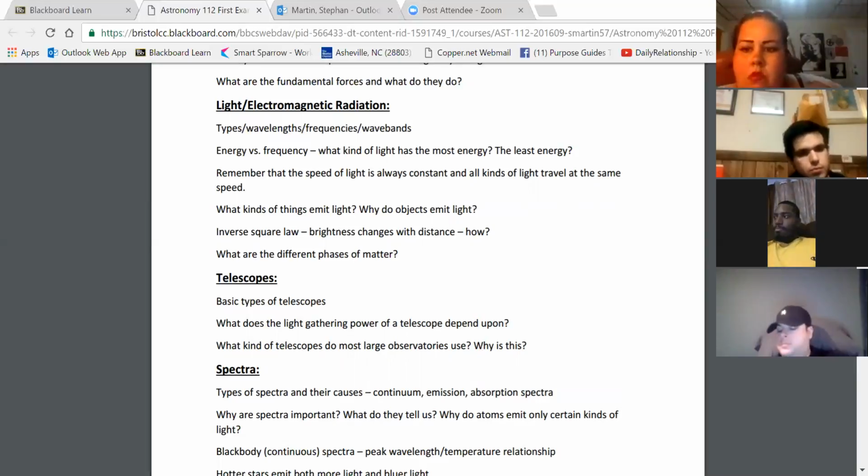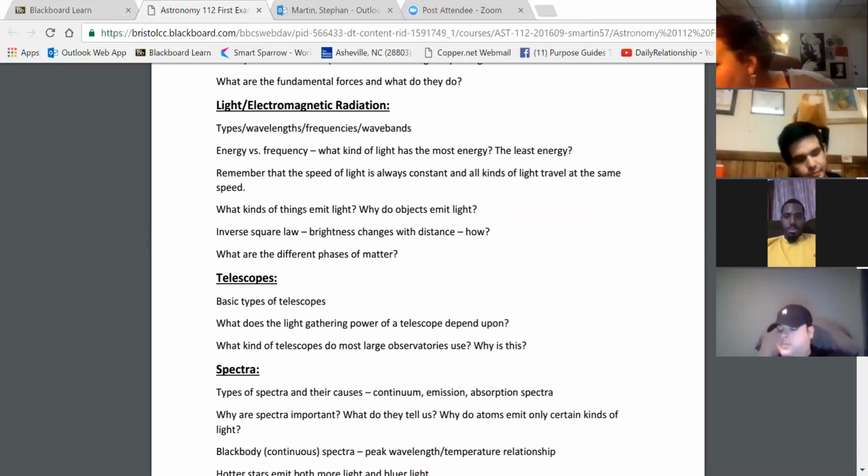Same thing with stars, right? So red stars are cool, blue stars are hot. That's the basic thing there. And the way the light is emitted by this object is what's called a continuous spectrum. So an object at a certain temperature emits light at all different wavelengths, but the peak wavelength depends on temperature.